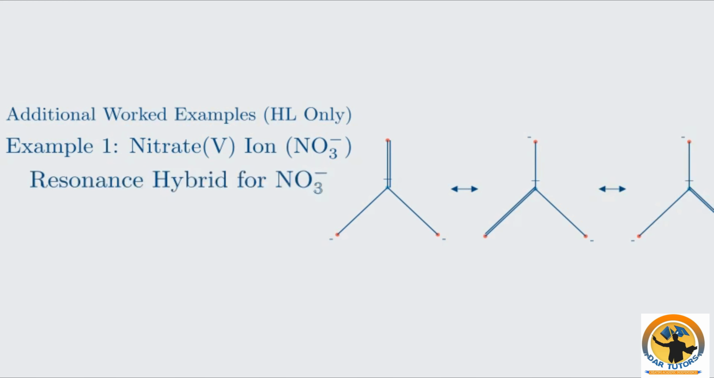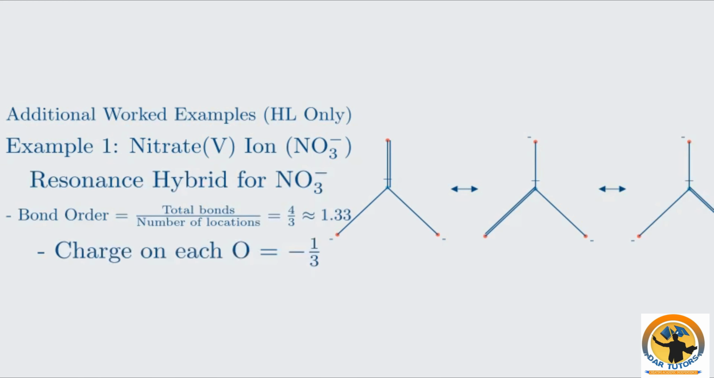In the resonance hybrid, the pi bond is delocalized over all 3 N-O bonds. The bond order is calculated as the total number of bonds, 4, divided by the number of bonding locations, 3, which is 4/3. The total charge of -1 is distributed over the 3 oxygens, so each oxygen carries a partial charge of -1/3. The actual N-O bond length is therefore intermediate between a single and a double bond.